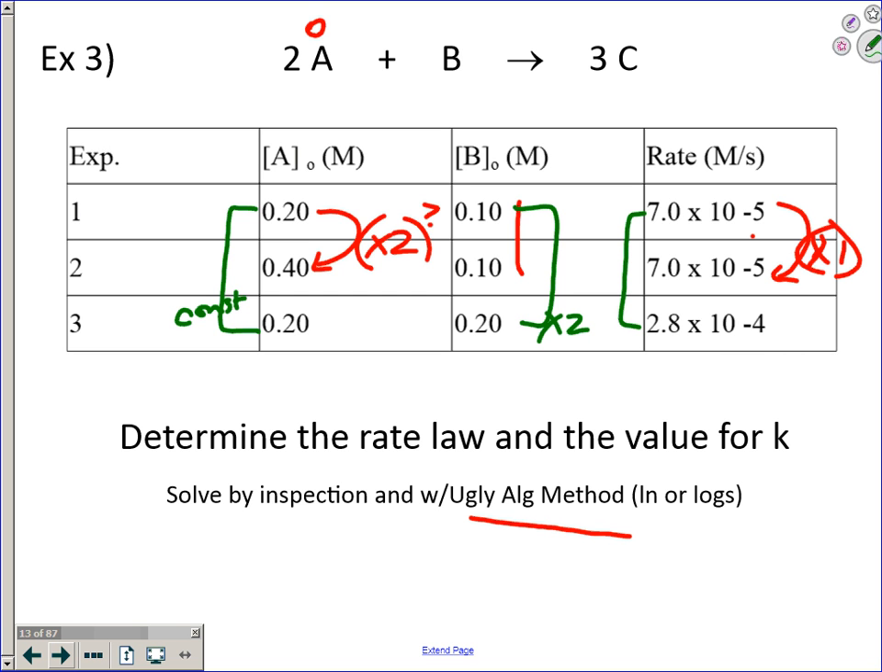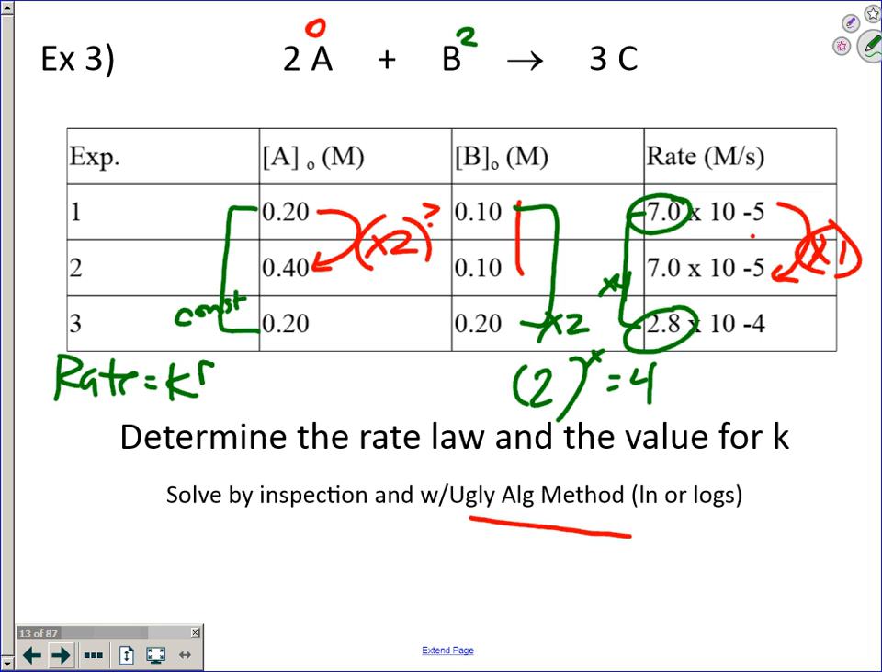It quadrupled. So if you can't see that 7 times 10 to the negative fifth and then 2.8 times 10 to the negative fourth is quadrupled, you can take the larger number, 2.8 times 10 to the negative fourth, divided by the smaller number, 7.0 times 10 to the negative fifth, and you would get 4. That's essentially saying 7 is going to 28 if you move the decimal back, so that's multiplied by 4. Okay, so 2 to some unknown power is equal to 4. So what's the unknown power? 2. Okay, so then B is second order. So then write the rate law for me.